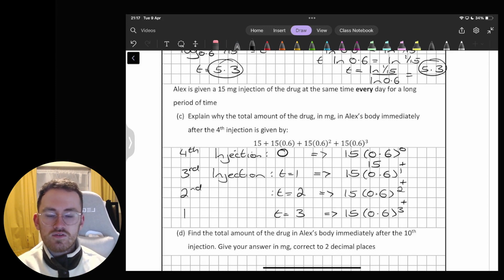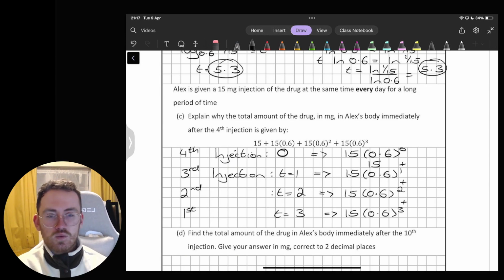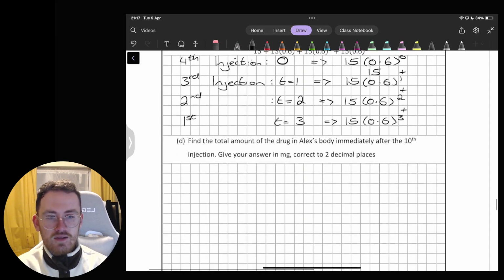But some sort of formulaic layout like that just allows you to really show off why you know that, and then some sort of note at the end to really explain why that's the amount in his system after that amount of time.